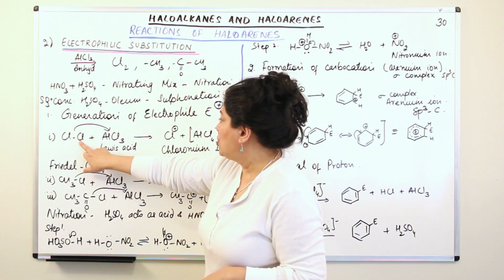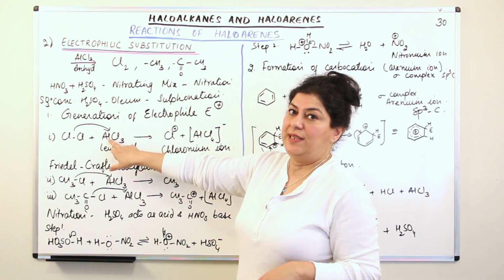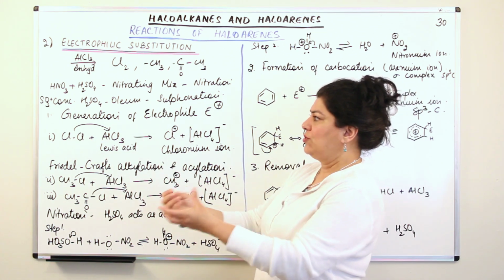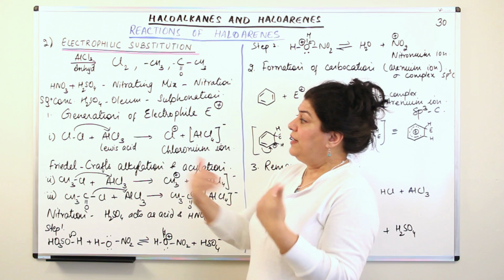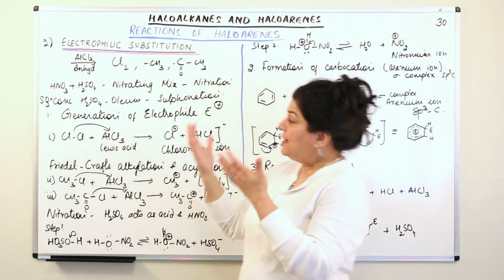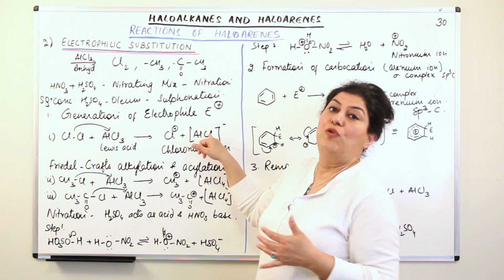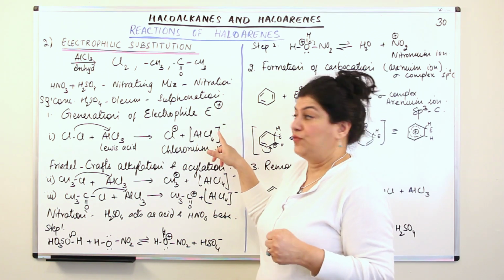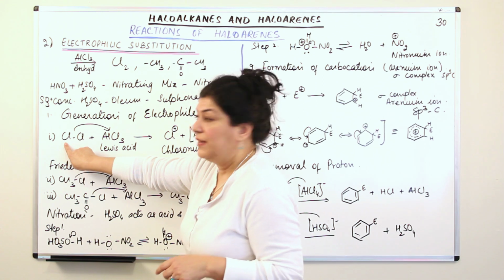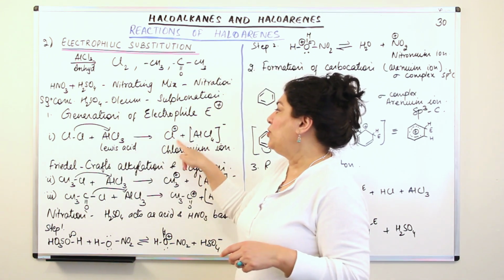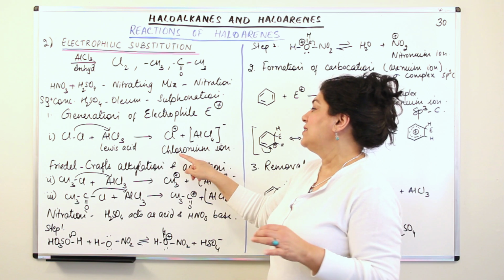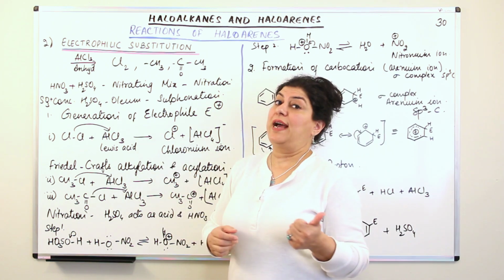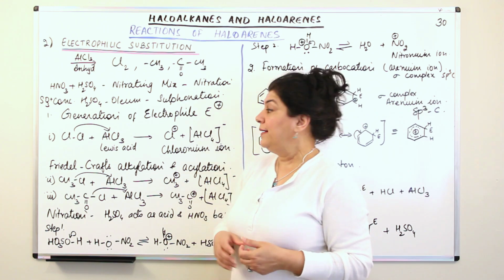The negatively charged chlorine will go and attach itself to aluminum. Since it has got the 2 electrons, it uses those to form the AlCl4 anion. AlCl4 negative is formed, and the Cl positive that is generated, that positively charged ion, is known as the chloronium ion. And since it is positively charged, this would act as an electrophile.